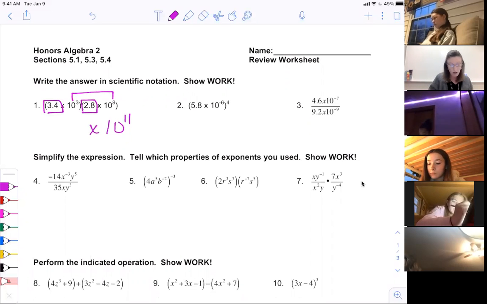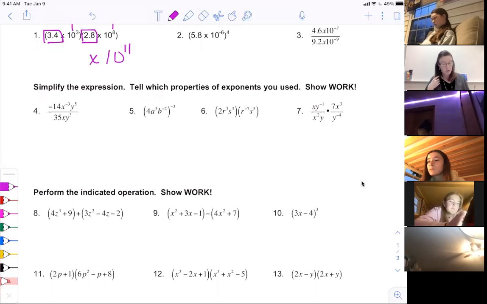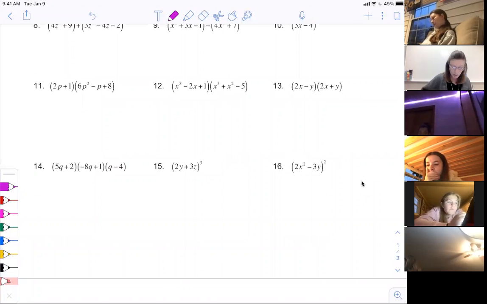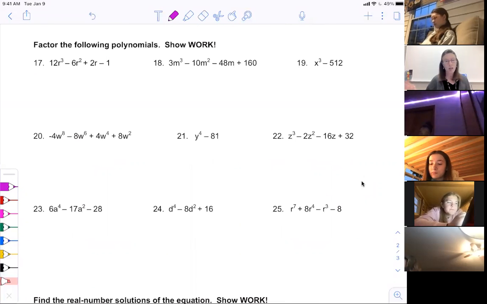4 through 7 are exponents. It says tell which properties you used. Make sure you're just kind of understanding those properties that you are using in order to simplify. And then the group at the bottom here, these groups of problems are section 5.3, adding, subtracting, and multiplying the polynomials. On the next page, we have some factoring problems, just like we've been working on.